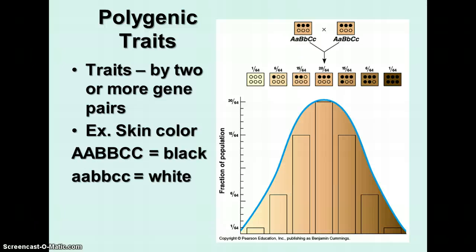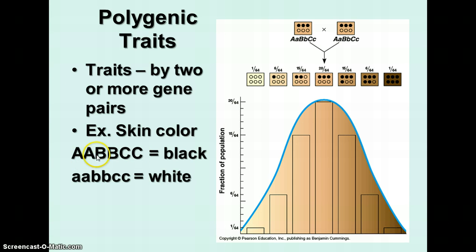Another exception to Mendel is polygenic traits. Polygenic traits are traits that are controlled by two or more pairs of genes. An example of this is skin color. In humans, you can see, even just looking around your classroom, lots and lots of different colors of skin. That's because there are three pairs of genes that code for skin color, and they all combine together.